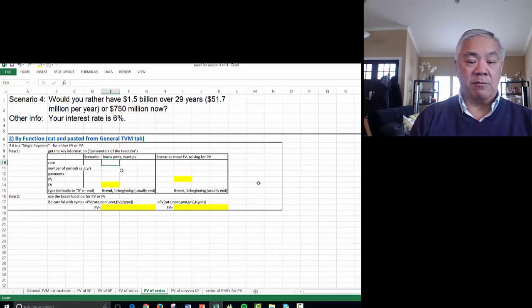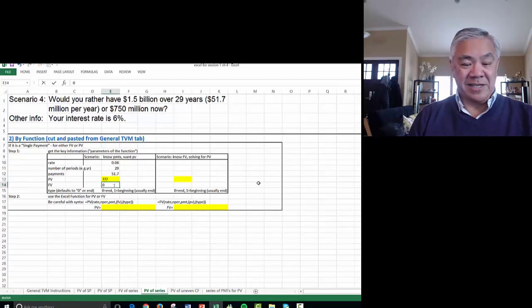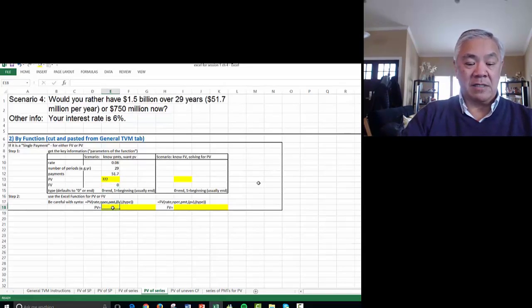Okay, so the rate is 6%, 0.06. The number of periods, 29. The payments, now we do have payments, 51.7. And the PV, that is our question mark. And so this is the one that should be yellow. And then the future value, there's no other payments because we're happy to just get 29 years worth of 51 million a year. So now let's solve for it.